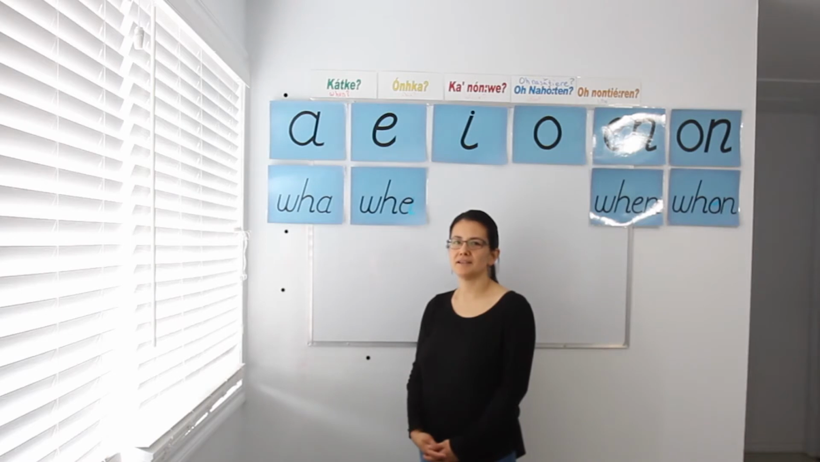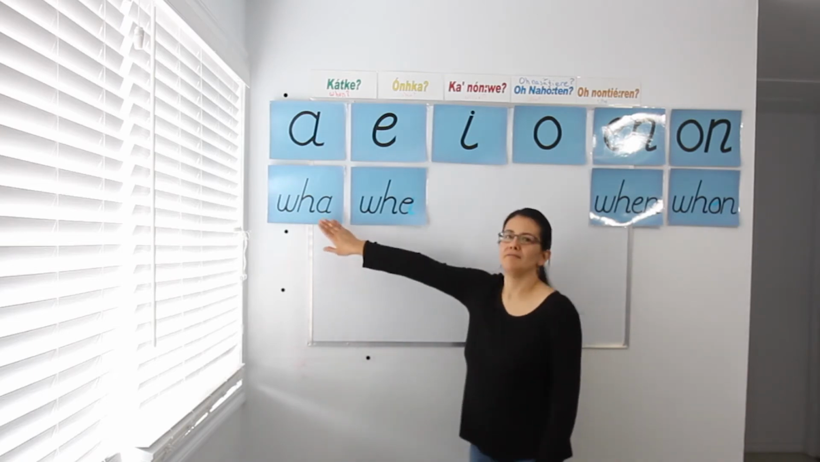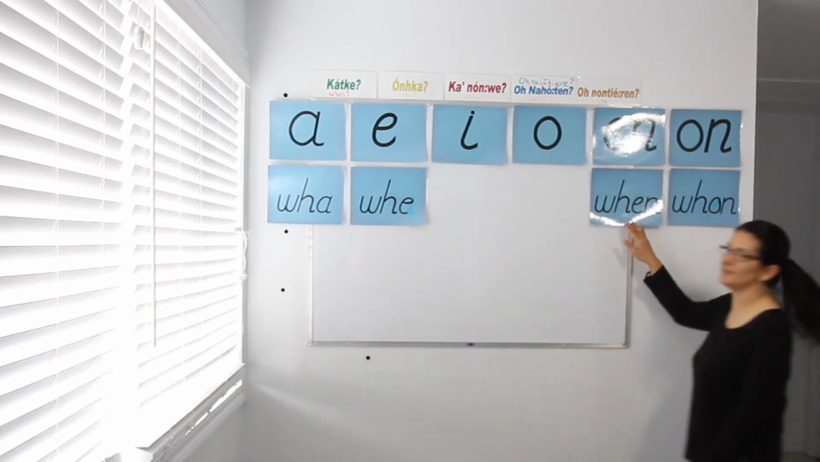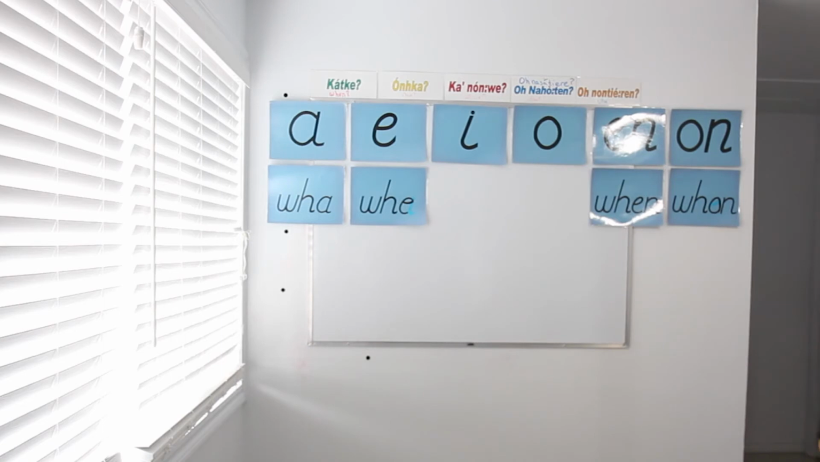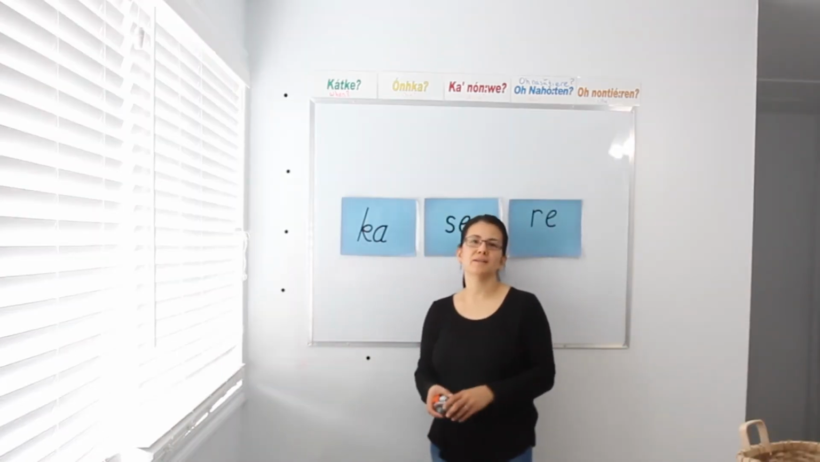And WH sounds like a soft F. So incorporating the WH with vowel sounds: fa, fe, fa, fu. Now we're going to take some of the sounds from the sounds chart and incorporate them to make words.